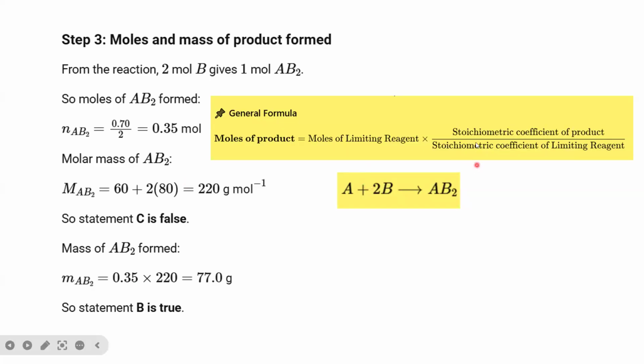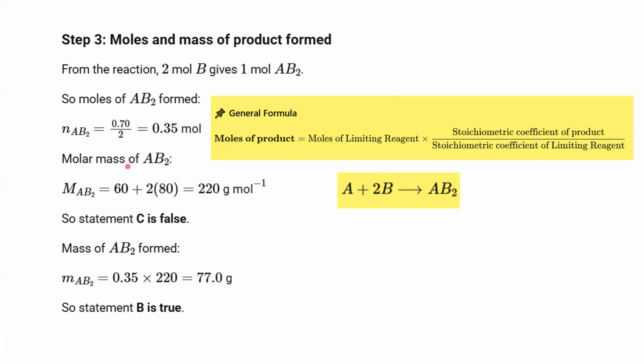And the stoichiometric coefficient of product: only 1 mole of AB2 is formed, right? So the stoichiometric coefficient is 1, and the stoichiometric coefficient of limiting reagent B is 2. So when we substitute all these in this formula, we will get 0.70 into 1 divided by 2. So 0.70 by 2 is equal to 0.35 mole. So the number of moles of product is 0.35 mole.